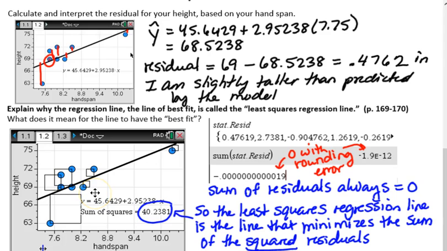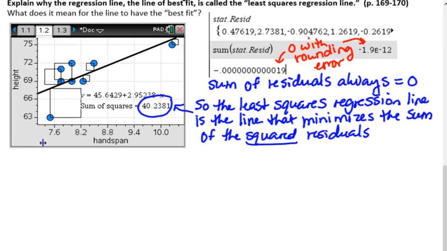So we square them all. The line of best fit is called the least squares regression line because it is the line that minimizes the sum of the squared residuals.